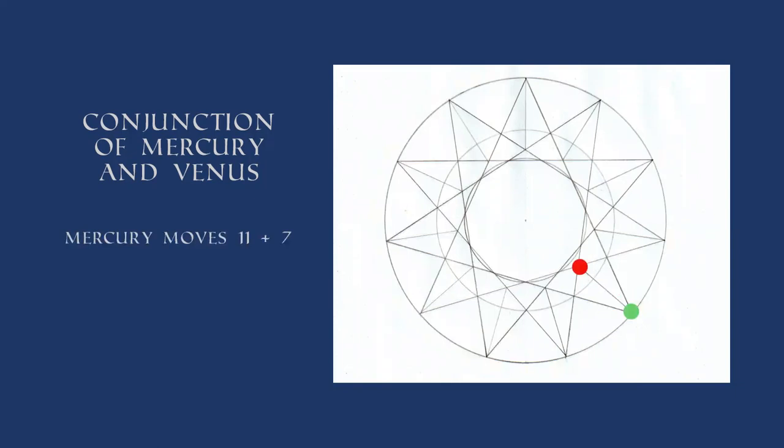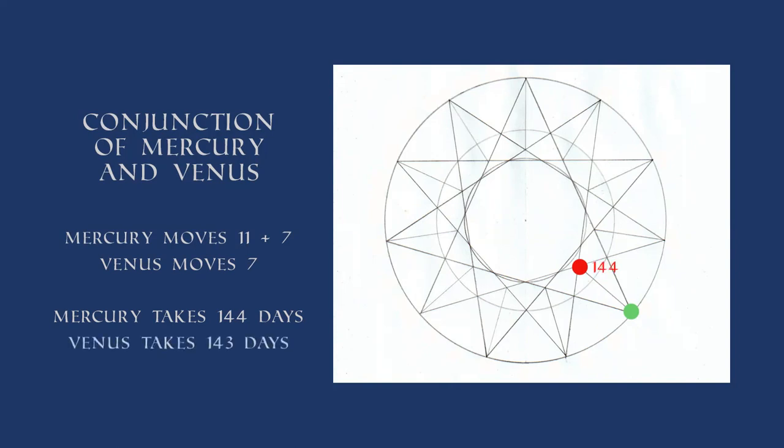So let's just recap. I showed you how Mercury goes around 11 plus 7 times, whereas Venus has just moved 7 steps. Now, to get to this particular line in the star, it takes Mercury 144 days to get there. Now, with Venus, it takes Venus 143 days to get there. Now, it's really precise, really, really precise.